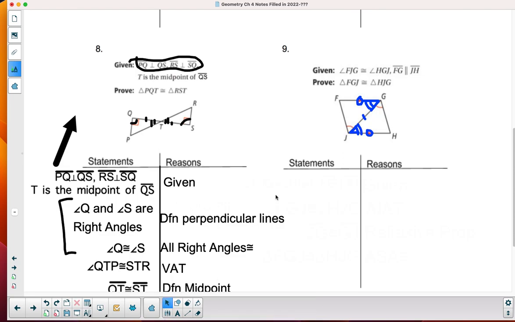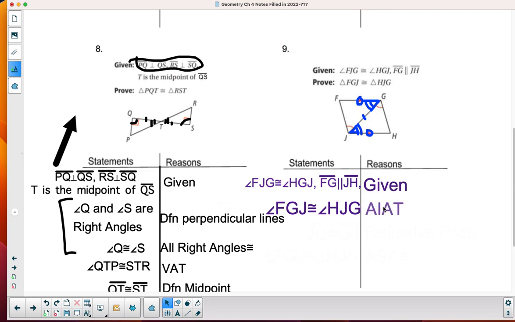So let's get this on. First thing, gotta write out my given. Then I'm going to talk about reflexive and alternate interiors. So I'm going to do the alternate interiors first. I've got angle FGJ congruent to angle HGJ, FGJ, and just to make sure in case my little cursor isn't flying across your screen, I'm going to do this with this arrow. I've got FGJ going across here, and it's taking forever to get there.